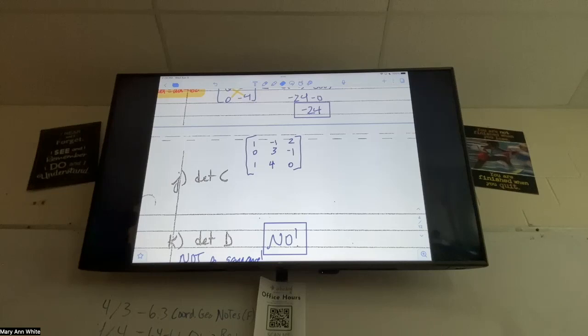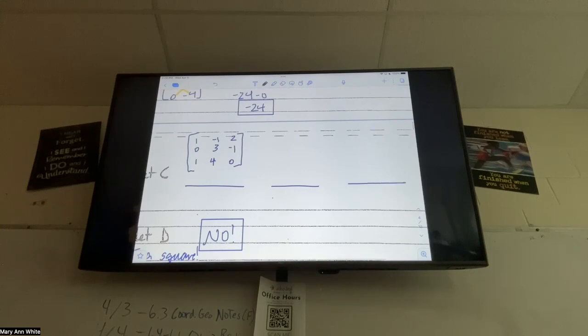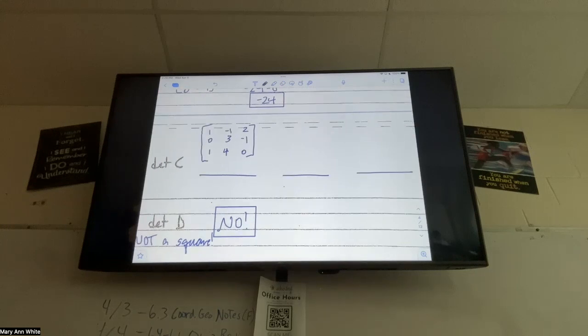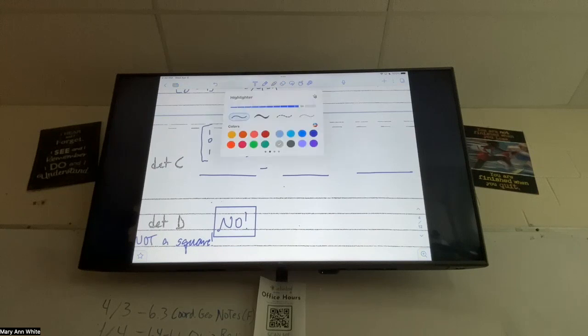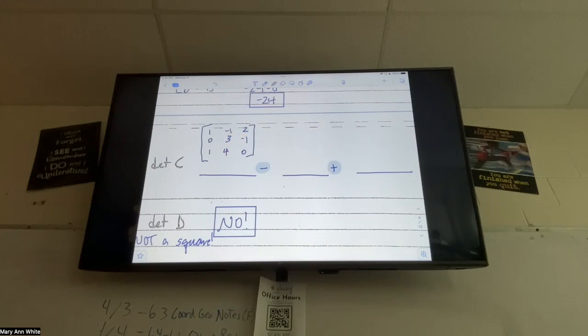Okay. All right, so when we do the determinant of this, we're going to do 3 separate parts, okay? So I've got 1, 2, 3 parts, okay? And in between the first and the second, I'm always going to minus, and then in between the second and the third, we're always going to add. So that's just a rule that kind of comes with this.